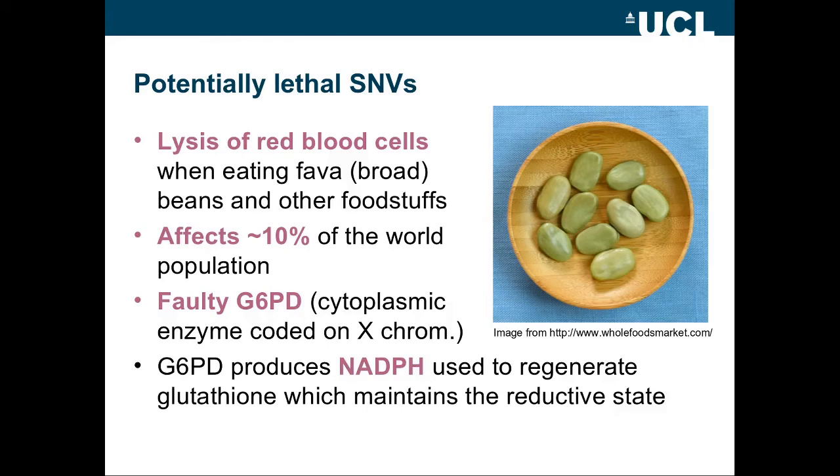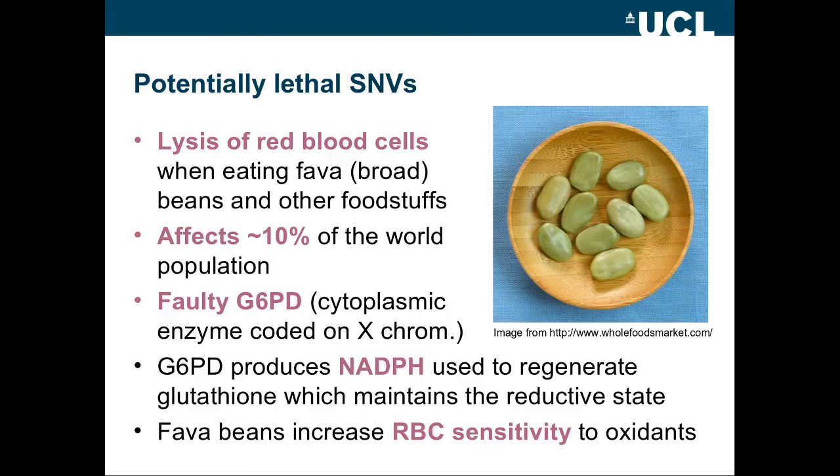Now, G6PD produces NADPH, and that's used to regenerate glutathione, which maintains the reductive state of the cell. Now, in most cells, there are other routes to producing NADPH, but in red blood cells, this is the only route, because remember that red blood cells don't have a nucleus. Consequently, when exposed to oxidizing agents, including some of the ingredients in these beans, and also a number of drugs, patients end up with lysis of red blood cells and what's known as hemolytic anemia.